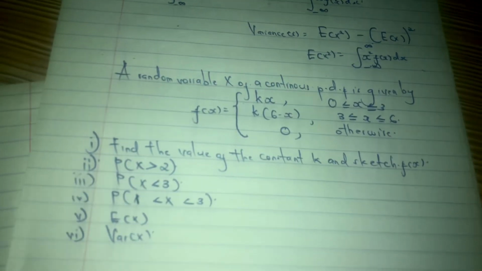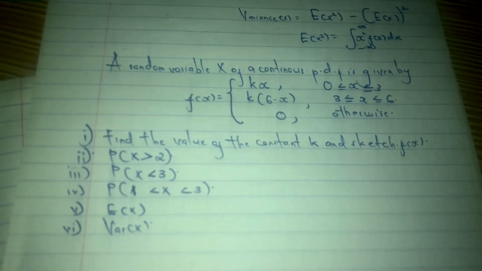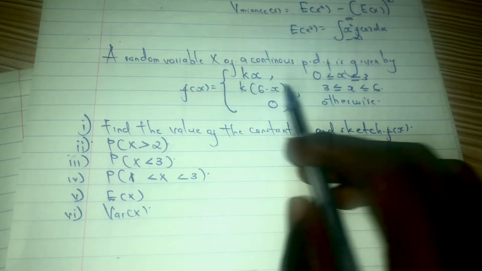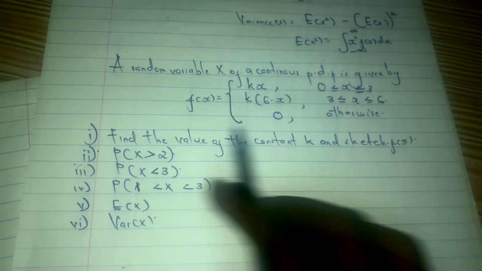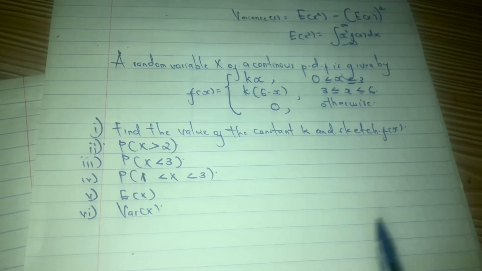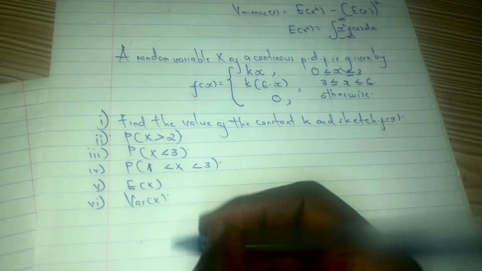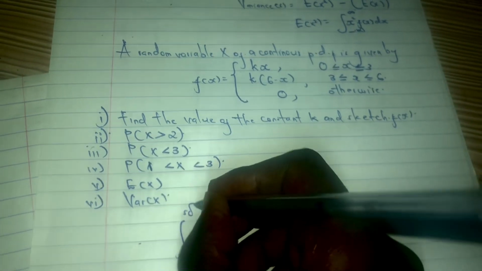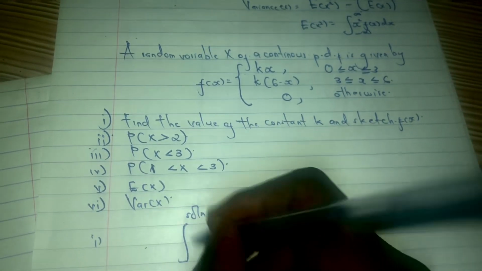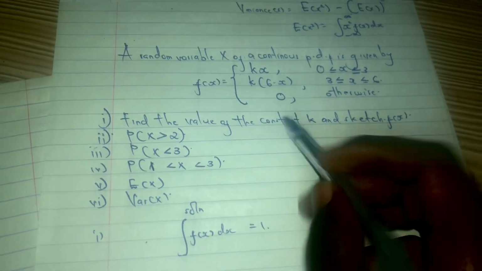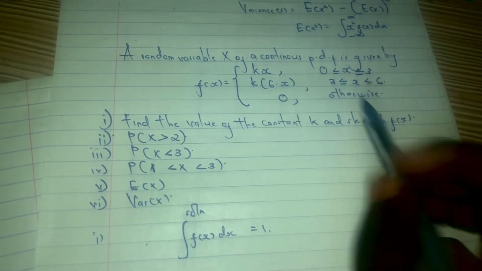They have given us that a continuous random variable x has a probability density function f given by this, f of x is this and this, and they want us to find these values. At first they've told us to find the constant k. So to find that constant k, we are doing part 1, remember the integral of f of x dx equals 1. So we are going to integrate this and equate it to 1.